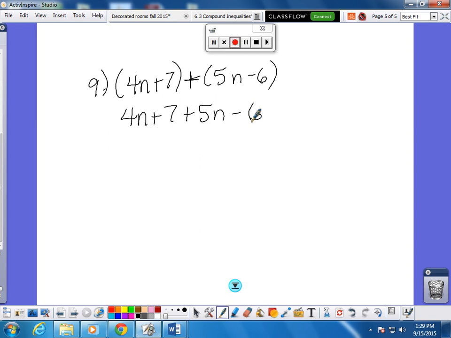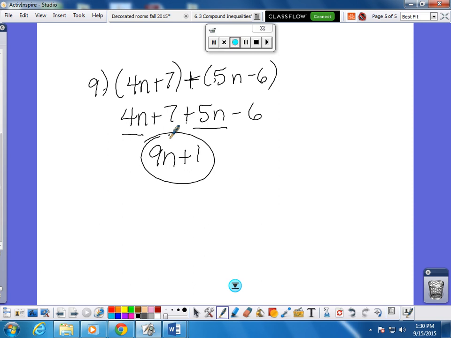I need to stop and tell you something. This is not this sign. 5n is positive. That's where I got this. Whatever sign this is just comes down here. And you'll see what I'm talking about when we get to number 11, I think. But 4n and 5n is 9n, and a positive 7 and a negative 6. They've got different signs, so I would subtract them and take the sign of the bigger number. That's why we're going to get what we get.